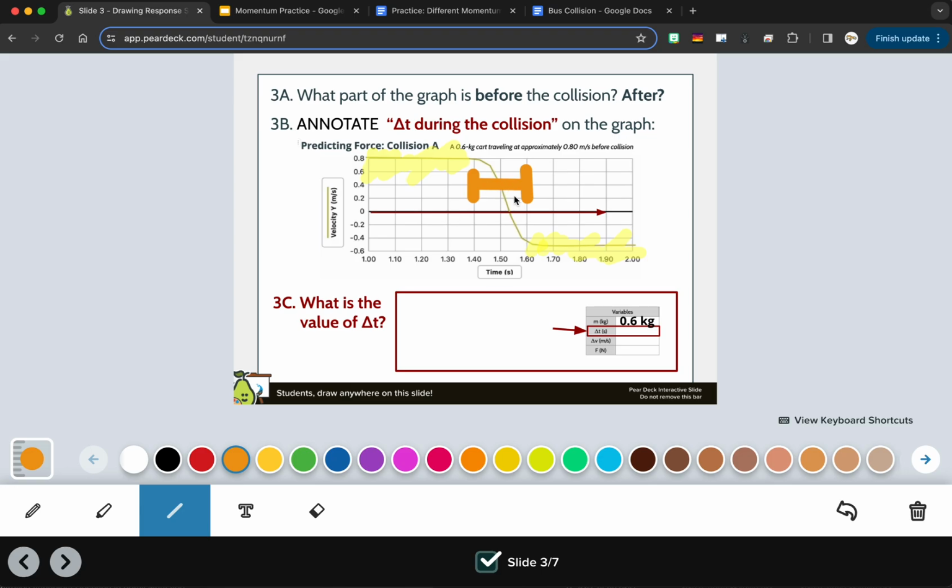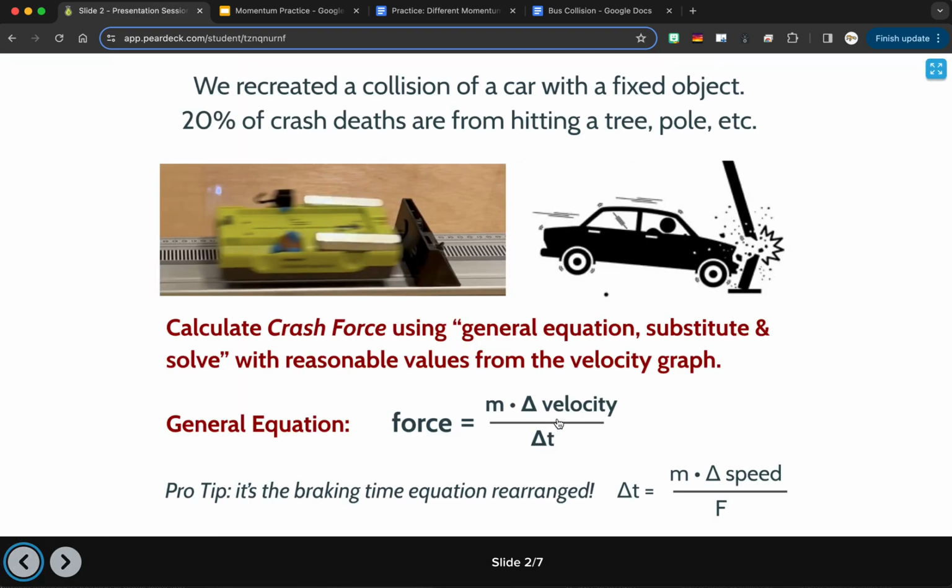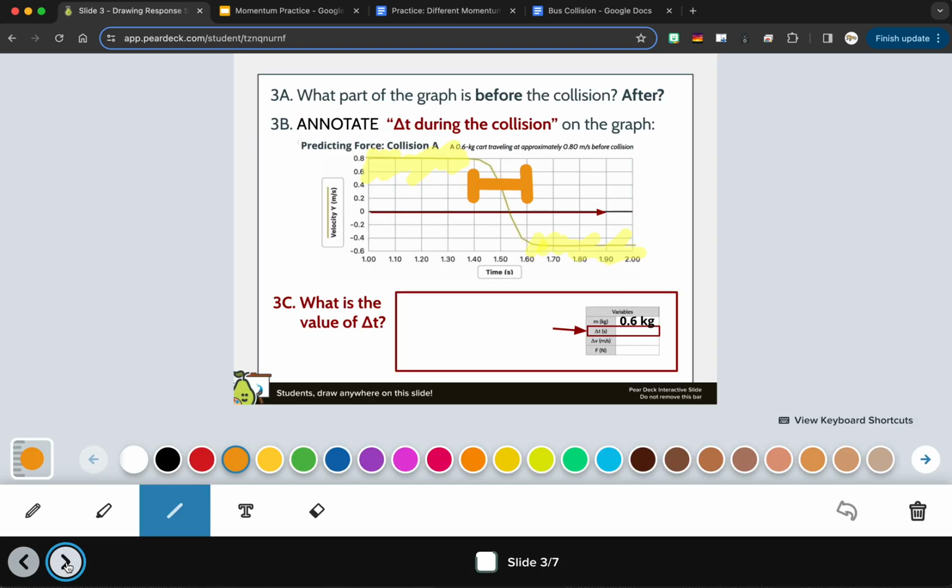It's a subtraction problem to figure out what this time interval is. It's basically how much time the collision takes. 1.6 minus 1.4 will give you a value for the change in time. That is the time interval. Remember, that allows us to calculate force, because one of the values we need to calculate force is this time interval for how long the collision took.